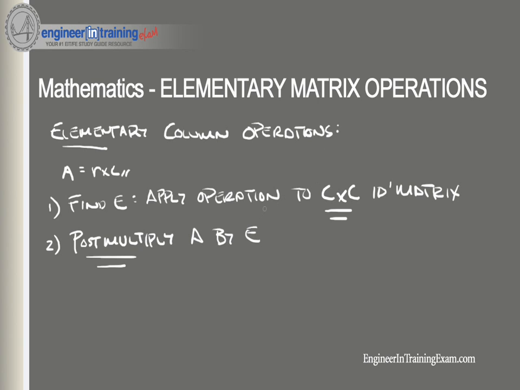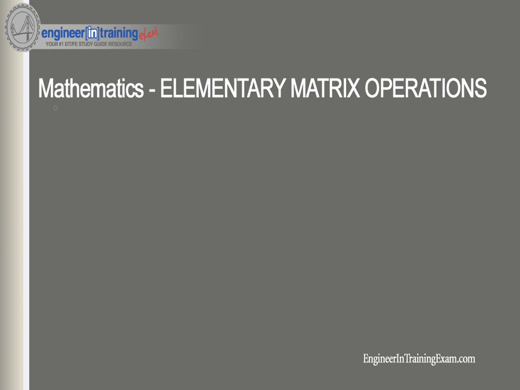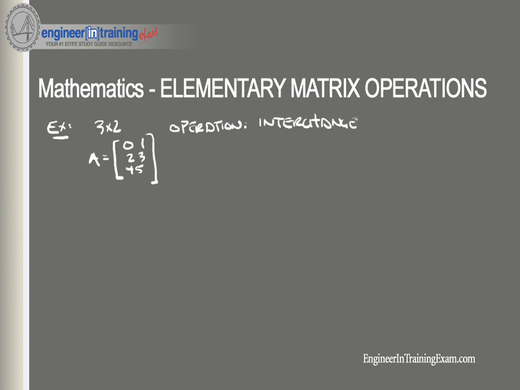So let's run through a quick example here. Let's just say that we have a 3 by 2 matrix and are asked to interchange the first and second columns. So let's say we have a matrix A: 0, 1, 2, 3, 4, 5. So our operation that we want to carry out is we want to interchange the first and second columns.